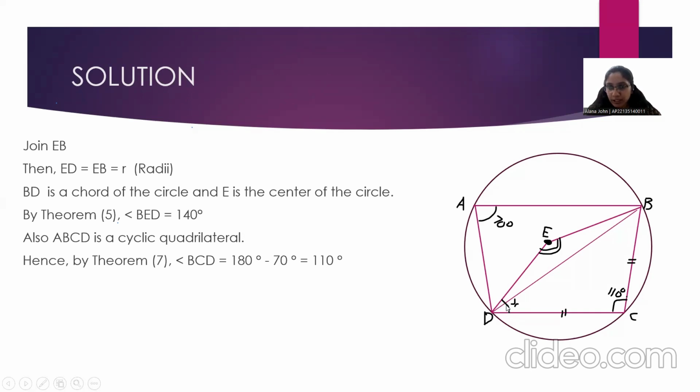After joining BD, this angle X has been cut into two parts, right? One angle, I will just show you by drawing it. See, it has been divided into two parts. One angle is this one, and the other angle is this one. So it has been divided into two parts.